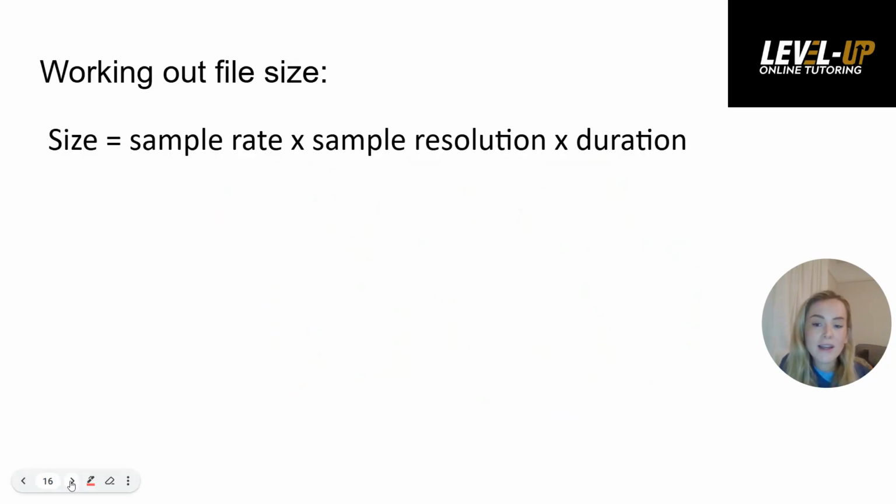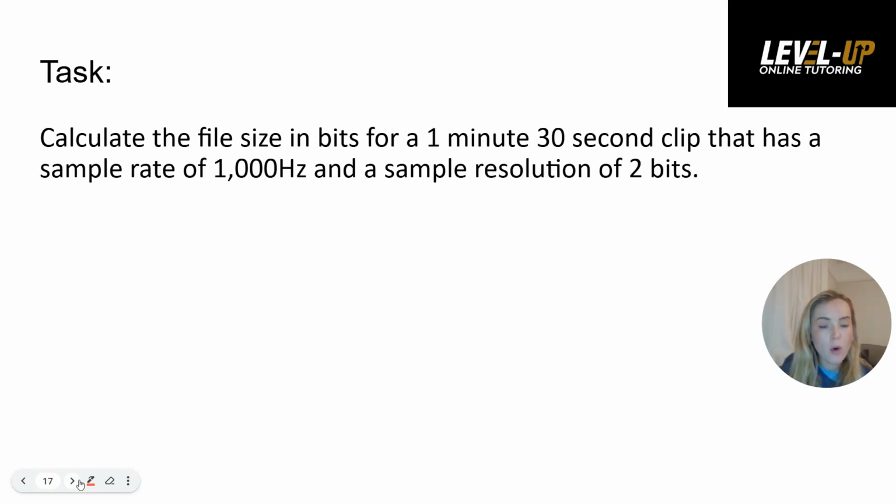Okay, so working out a sound file size is similar to working out an image size. So we just literally times everything together. We're going to do it in seconds, so a 1 minute 30-second clip, that's going to be 90 seconds total, a sample rate of 1000 hertz and a sample resolution of 2 bits. All you are going to do is times them together. So I'm going to do this now. However, if you want to pause the video and give it a go, it's always worth a try.